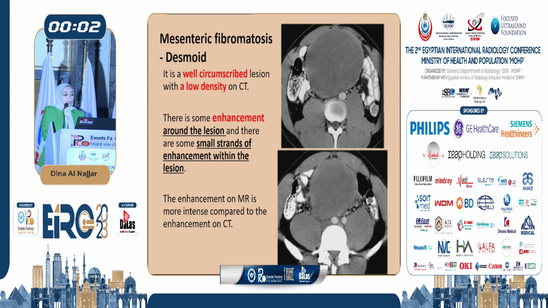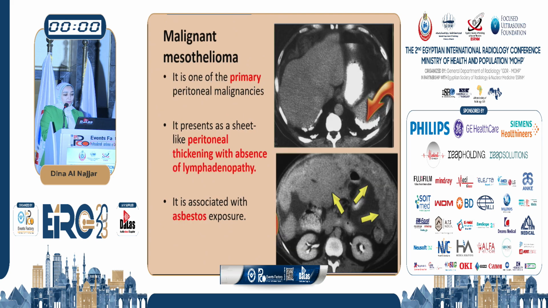Mesenteric fibromatosis, which is desmoid. It is a well-circumscribed lesion with low density, and may show some points of enhancement either within the lesion as some strands or around the lesion. The enhancement on MRI will be more intense compared to the enhancement on CT. Malignant mesothelioma is one of the primary peritoneal malignancies.